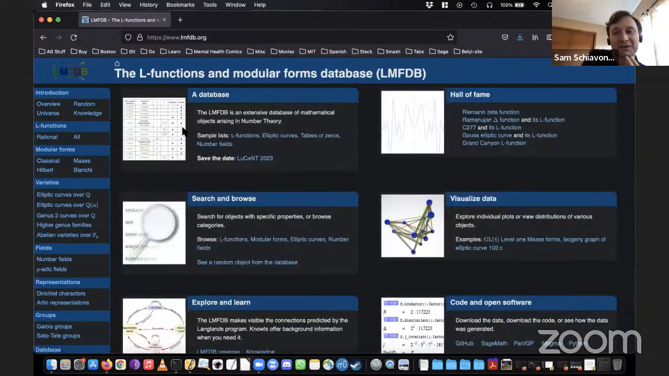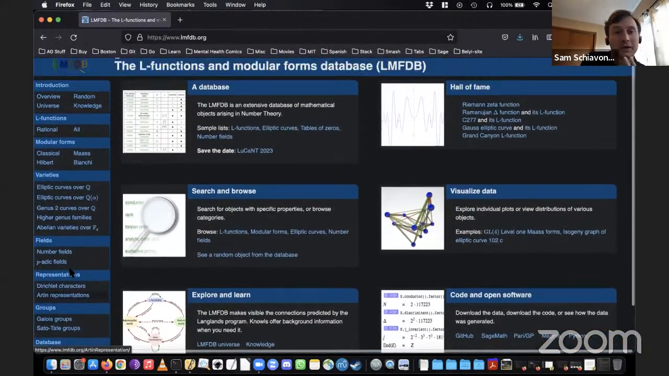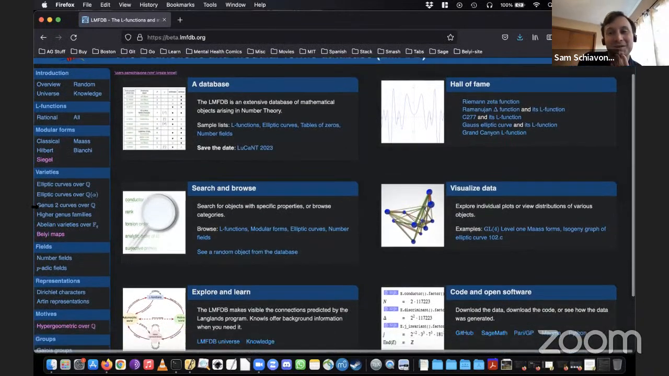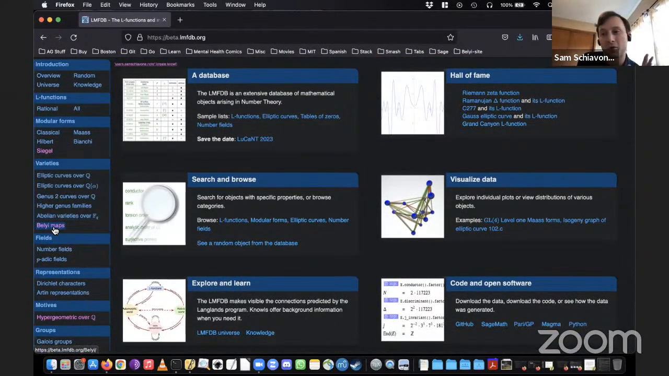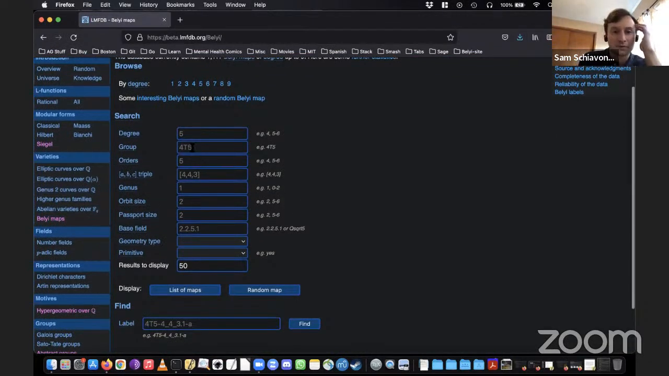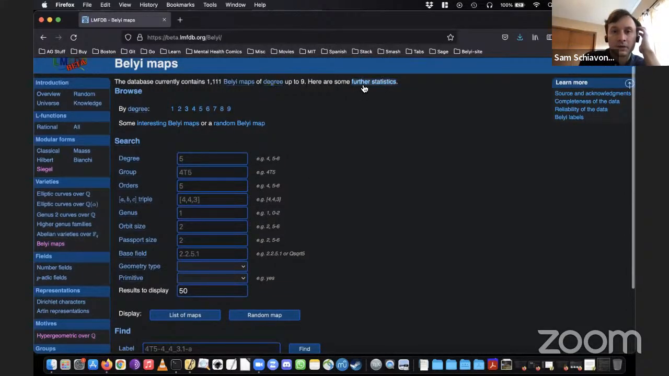If you have something more specific that you're interested in, on the left-hand side there are different categories of things. You'll notice that Belyi maps aren't showing up here. That's because we need to go to the underground LMFDB website, the beta site. The Belyi maps collection is still in progress. Hopefully we'll be getting onto the main site relatively soon. So here's our landing page for Belyi maps. You can see there are lots of different things you can search on, and you can look at statistics.